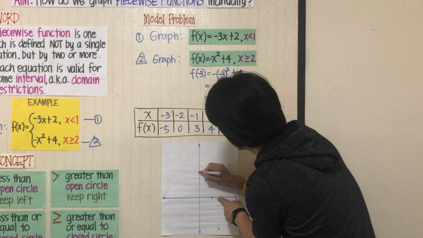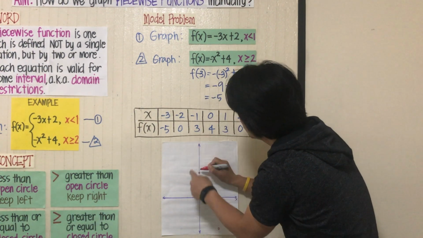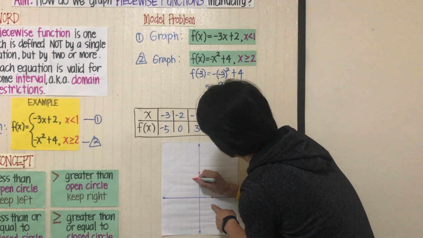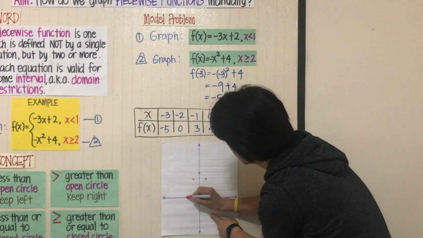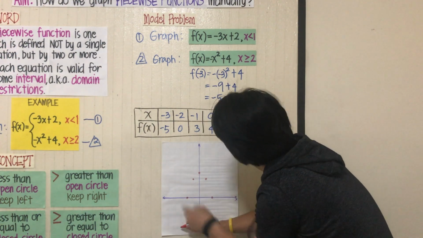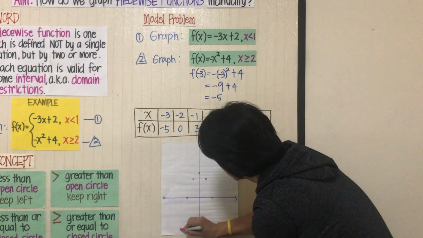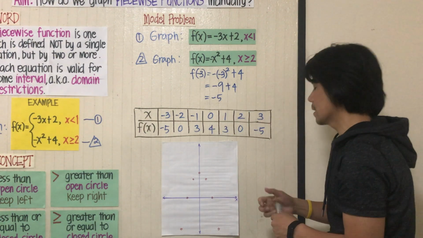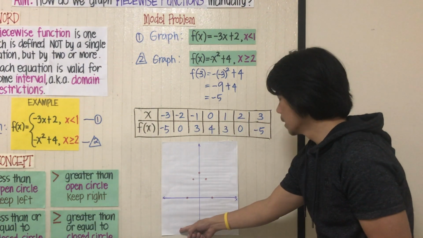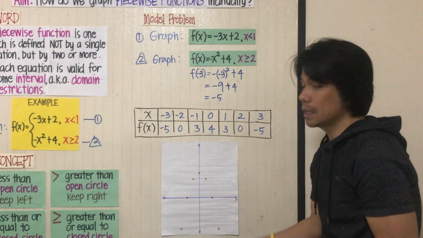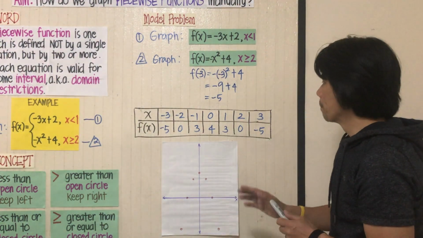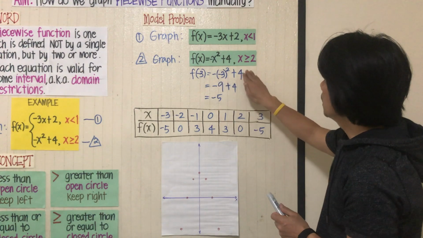0, 4, right here. Negative 1, 3, there. Then negative 2, 0, right there. And then negative 3, negative 5. This is the last coordinate. Now, if you notice, imagine if you trace these points, you're going to create an upside down parabola. Now, you need to go back.